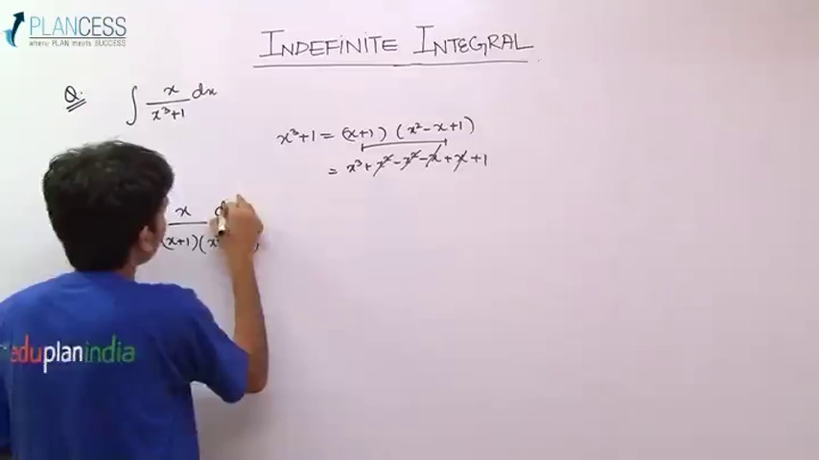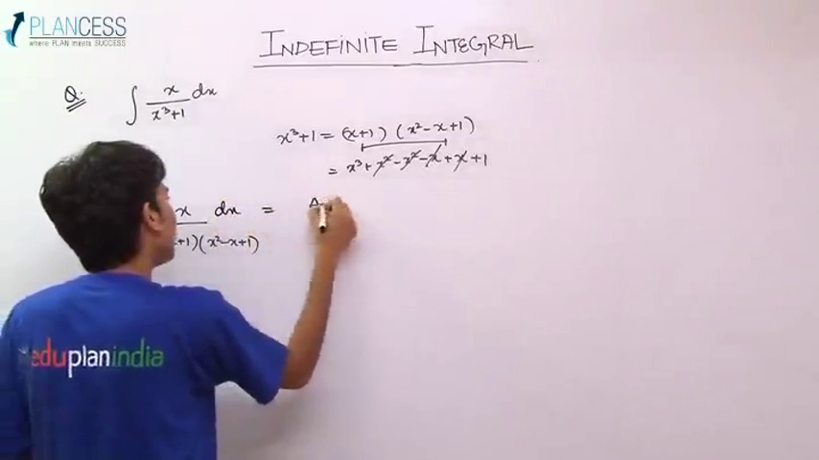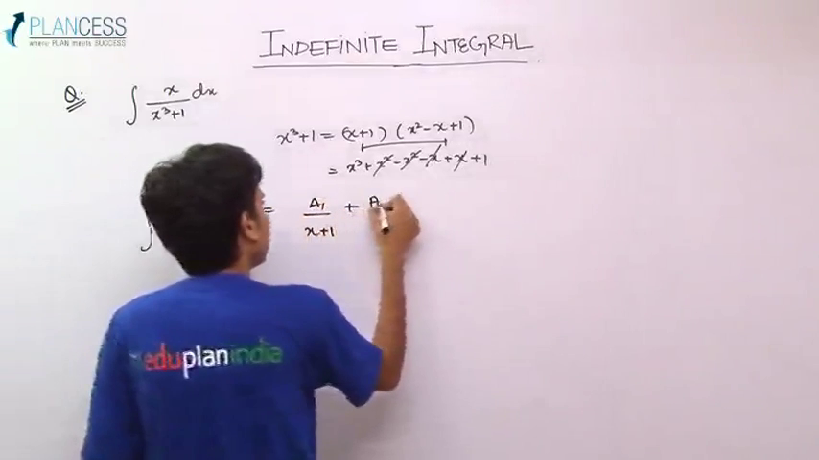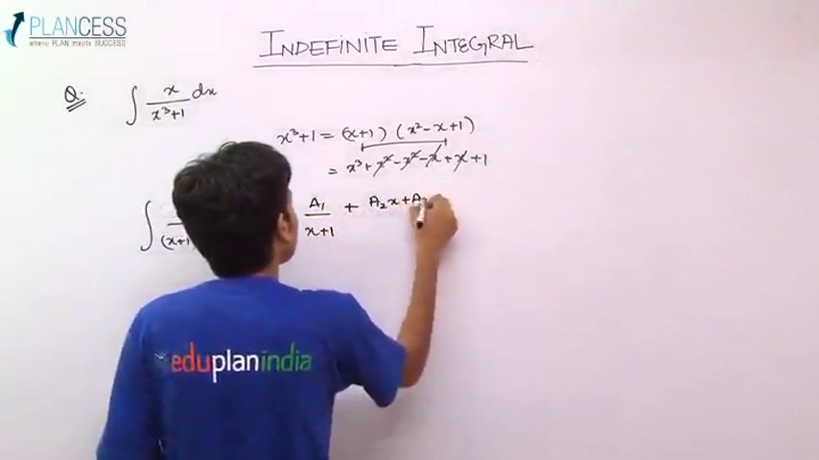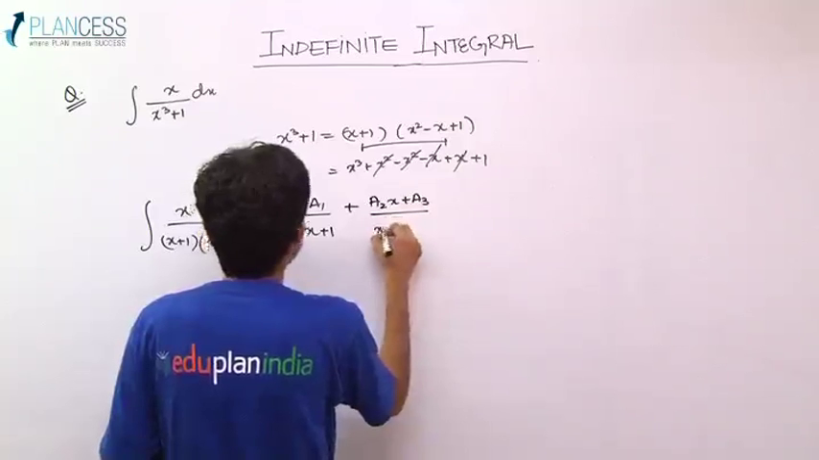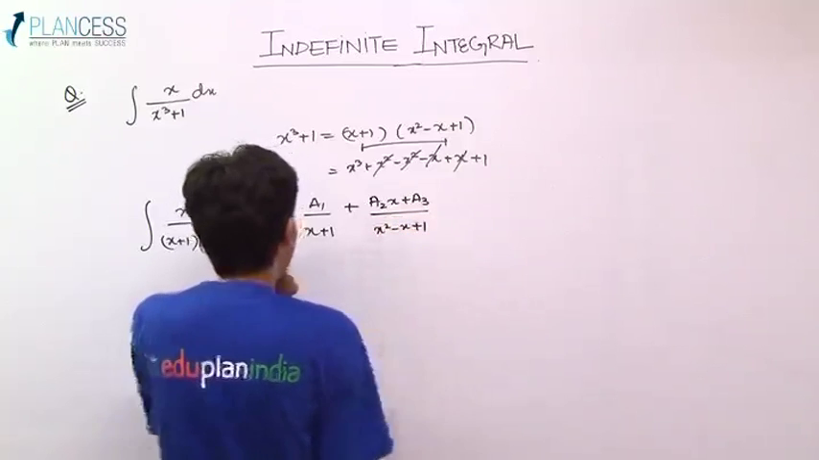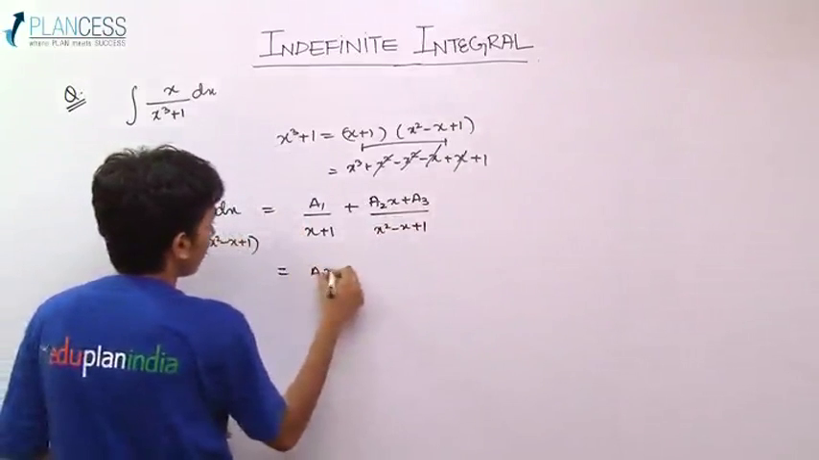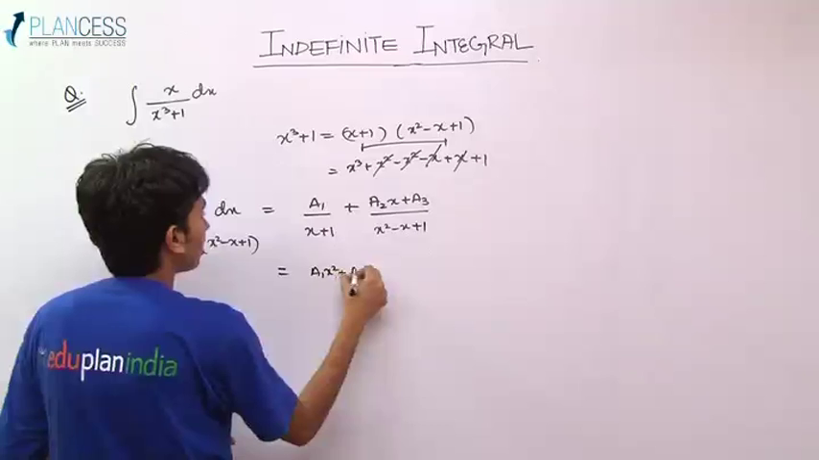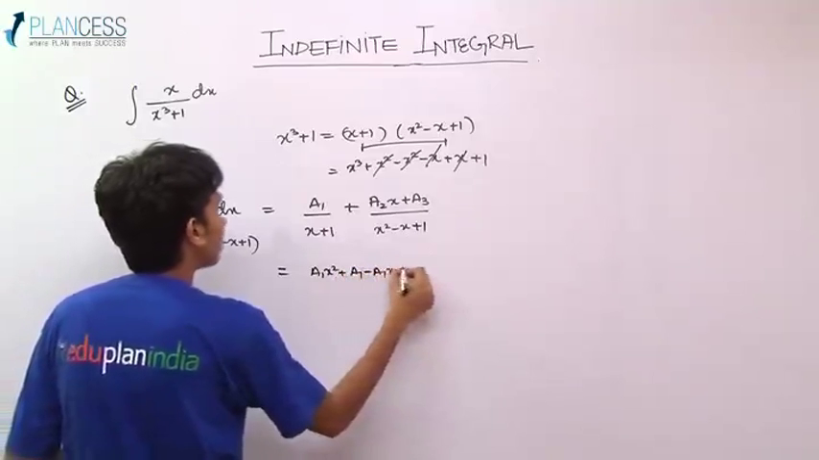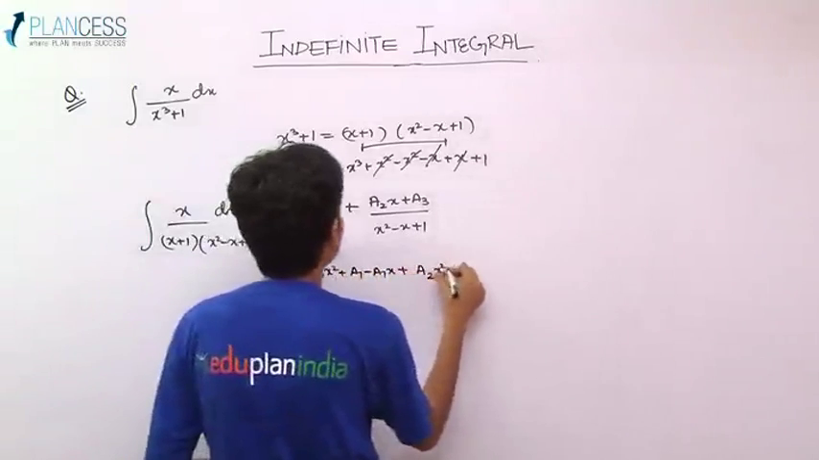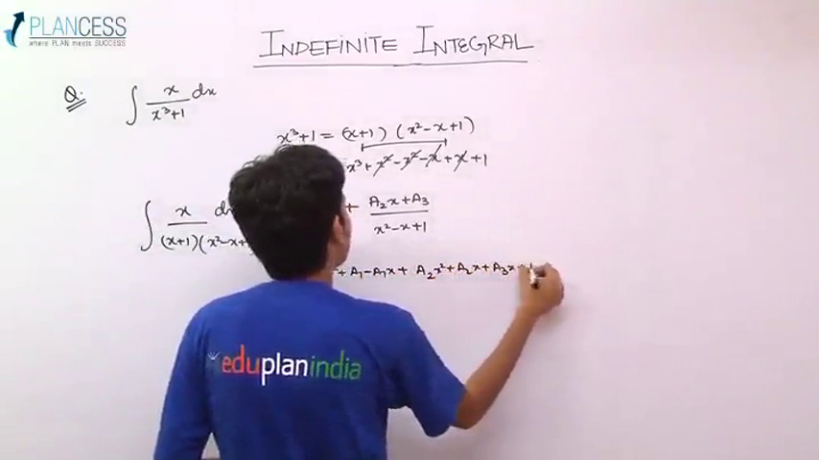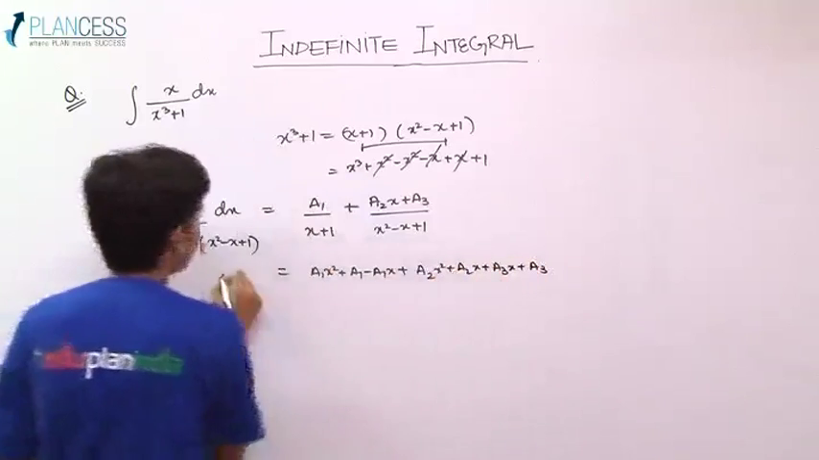So to use partial fractions in this, we have a1 upon x plus 1 plus (a2x plus a3) upon x square minus x plus 1. This is what we use. So cross multiplying, we have a1 x square plus a1 minus a1x plus a2x square plus a2x plus a3x plus a3. The denominator gets cancelled, and this should be equal to x.